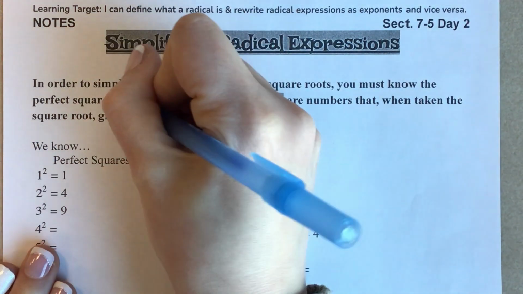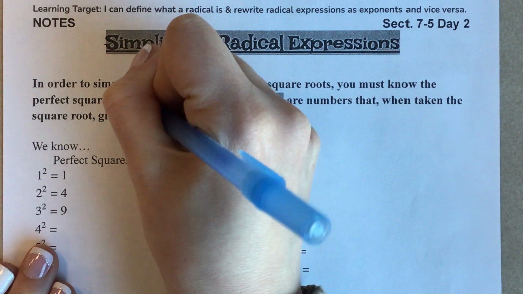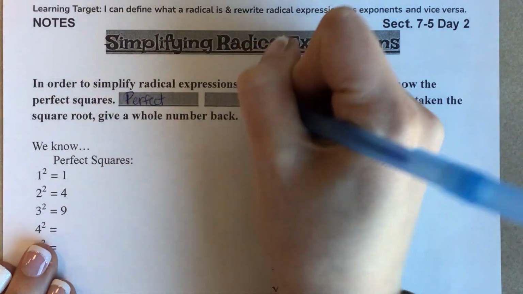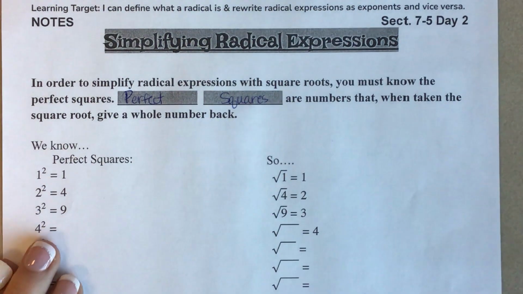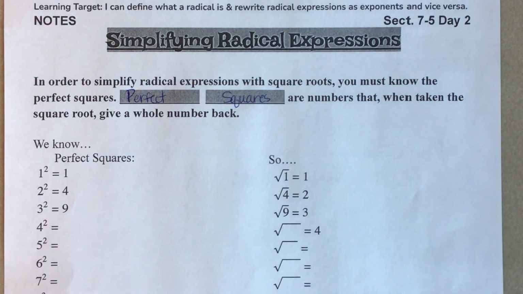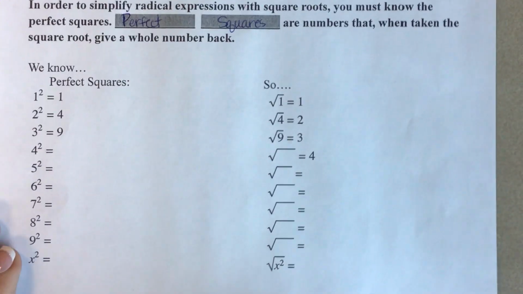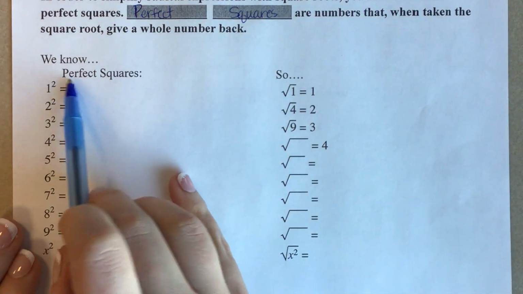Perfect squares are numbers that, when taken the square root, give a whole number back. So for example, let's just take some of our numbers and square them. So these are perfect squares.